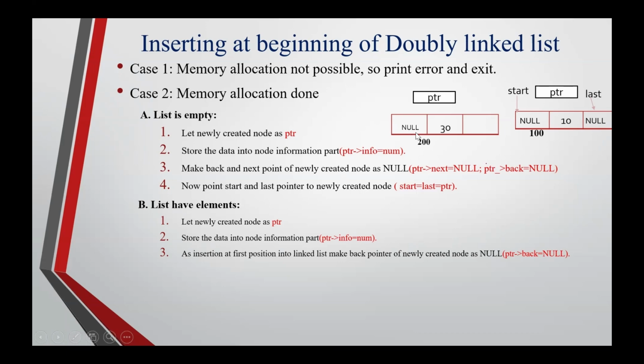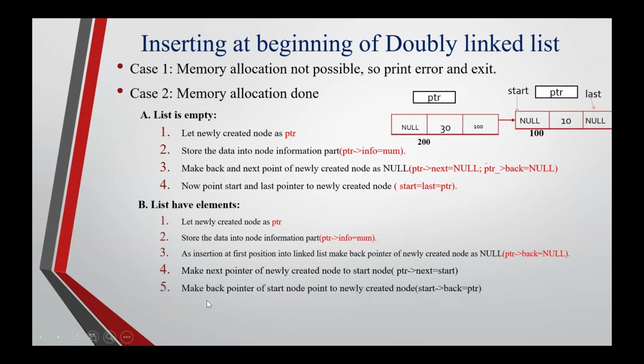So simple, we have to store the null value. Then make the next pointer of the newly created node point to the start node. Previously there was a start node, and now we're inserting the first node. It means this node's next part points to this node. So we store PTR next equal to start, this value. If we store the 100, the connection is established.